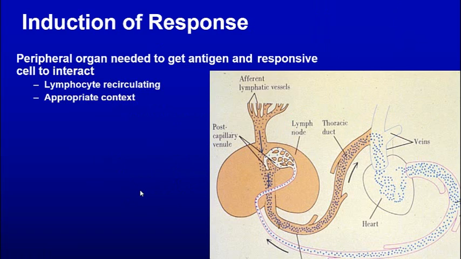As I said, the primary organs are developed in more of a germ-free environment. The secondary organs' role is to bring the antigen into contact with a cell that can react. And that's what happens in the lymph node.